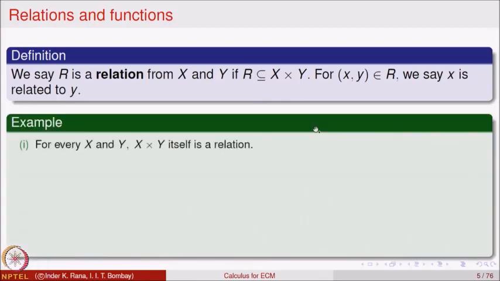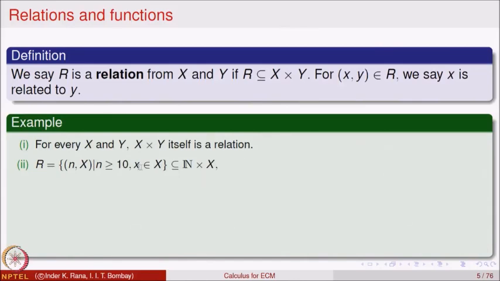So, let us look at various examples of relations. If X is any set and Y is any other set, then X cross Y itself is a relation, the Cartesian product itself. That means every element of X is related to some element of Y, right, because all ordered pairs are taken into account. Let us look at the relation n comma x, where n is bigger than or equal to 10 and x belongs to X, right.